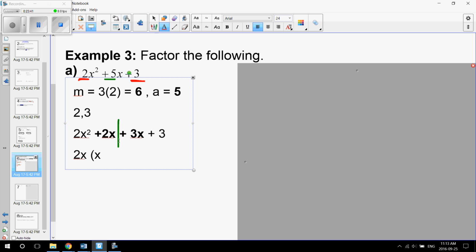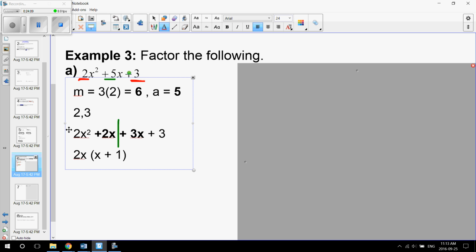Then look at the second term. We have a 2x here, but we're factoring out a 2x. So 2 divided by 2 leaves us with just a 1. And if we have 1x here, but we're pulling an x out front, that means we have no x's left. So we just have x plus 1 left after doing that common factoring step. So that's everything to the left of that green line there.